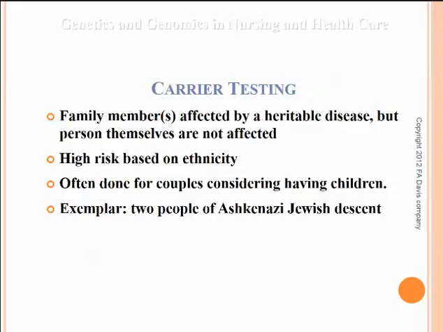Carrier testing. Members of the family are affected by a heritable disease. However, the persons themselves are not affected. So this actually we see in high-risk based on ethnicity. It's often done for couples considering having children. An example of this would be Ashkenazi Jewish descent folks who are planning to have a family and want some genetic testing done.